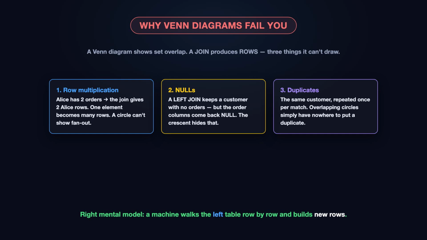Second, nulls. In a left join, a customer with no orders still appears, but the order columns come back null. The Venn crescent just says left only, it never tells you the right-hand columns are empty. Third, duplicates. The same customer, repeated. So stop picturing circles. Picture two little tables, and a machine that walks the left table row by row, looks for matches on the right, and builds new rows. That mental model is correct. The circles are not.